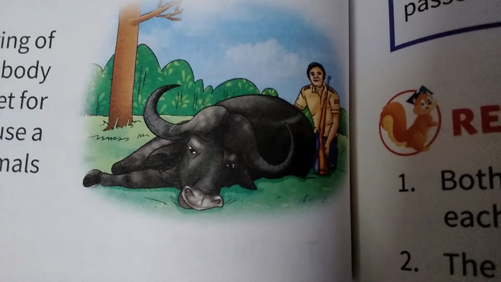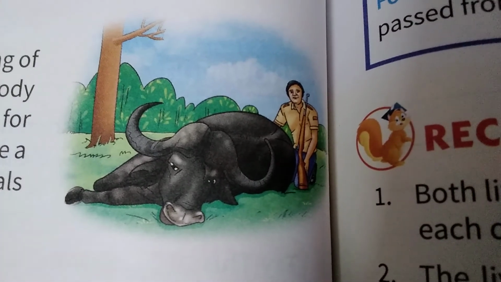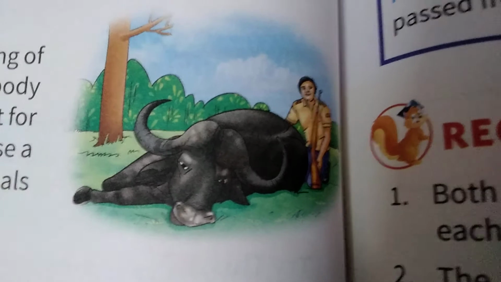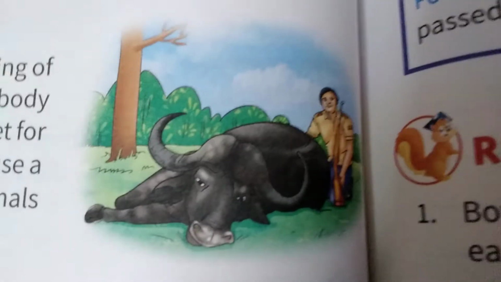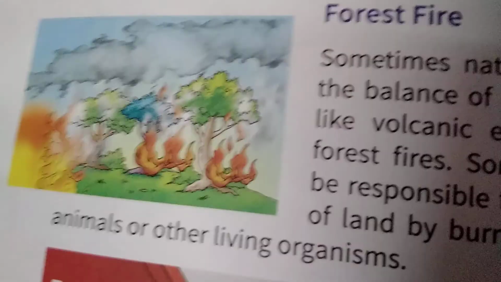Actually, hunting is an illegal practice of killing or capturing the animals. This practice can seriously cause a significant reduction of the number of animals and disrupts the food chain. And the next, forest fire is also a cause of natural imbalance.